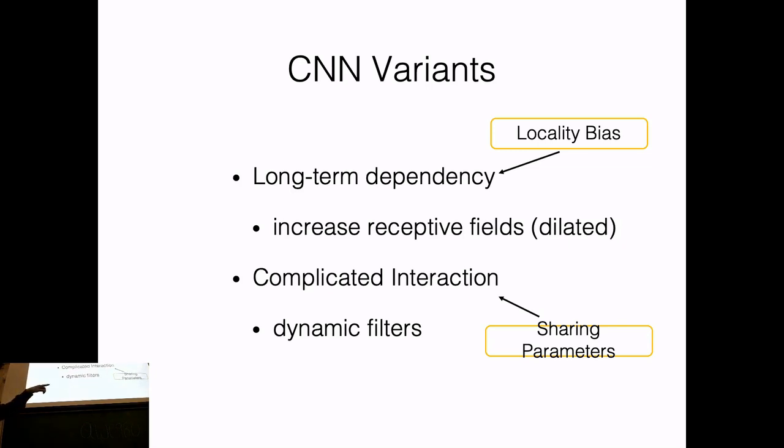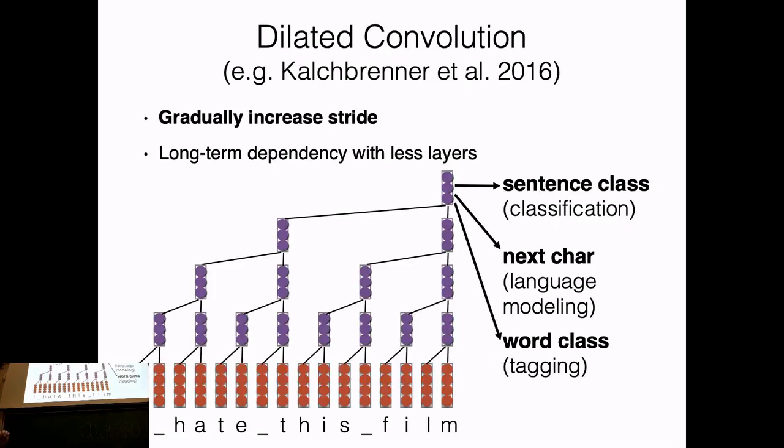The second is, since the CNN is based on the assumption of parameter sharing, what if more complicated interactions come? So the solution is we could use some dynamic filters. Here are concrete examples. This work uses this.